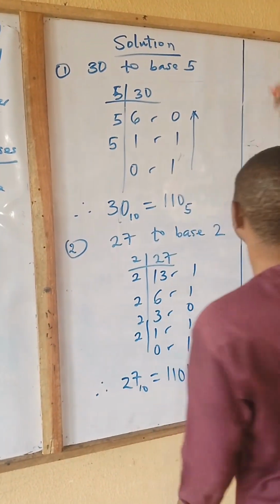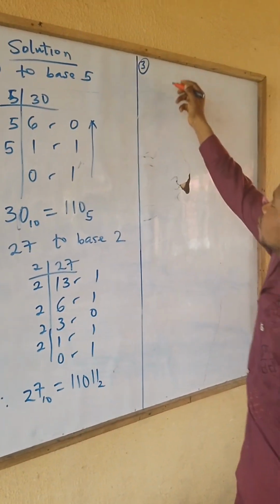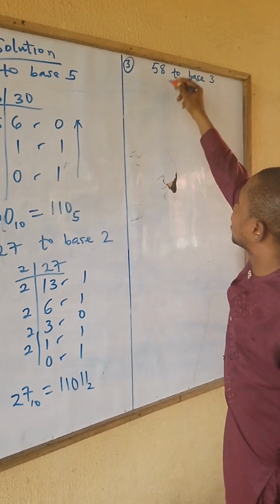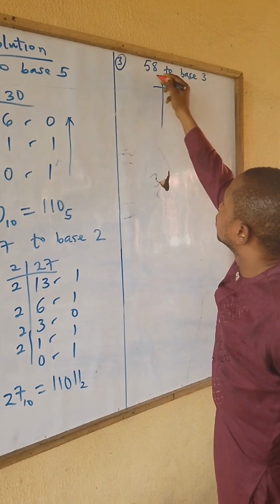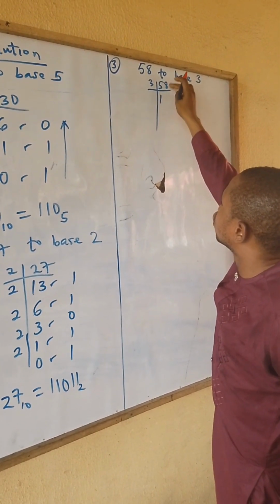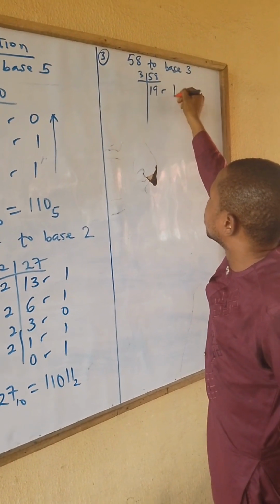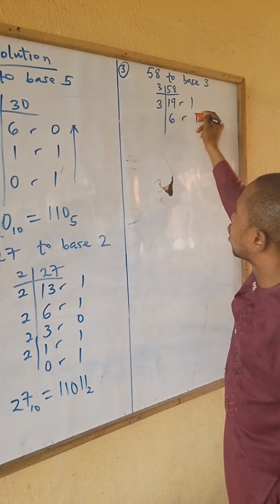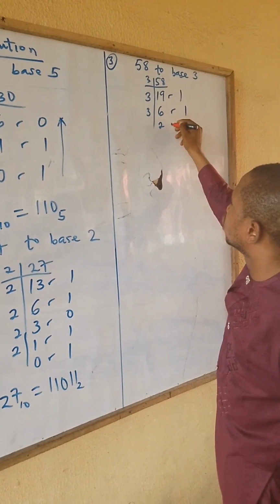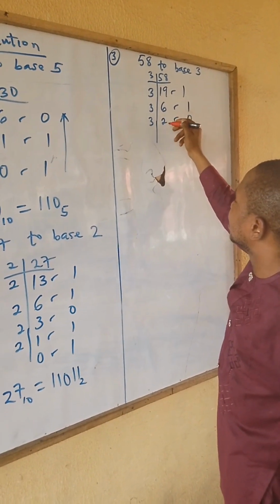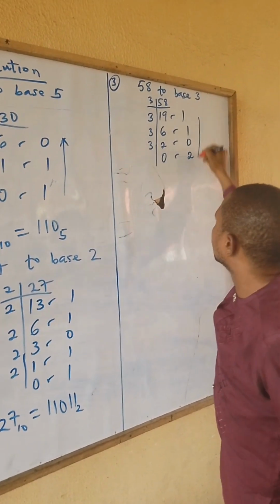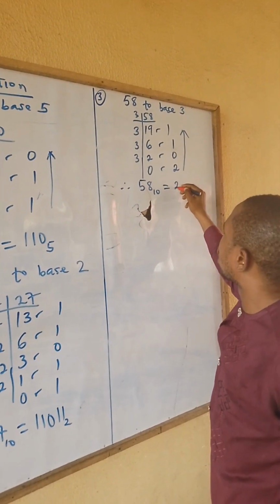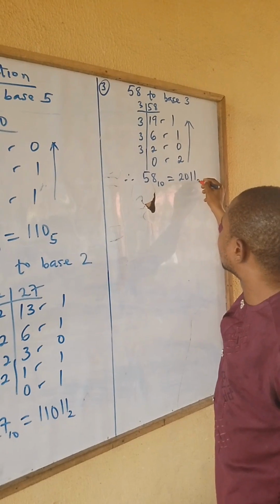Then let's solve the third one. We have 58 to base 3. So that means we are going to divide 58 by 3. 3 in 5 will give us 1. 3 in 28 will give us 9, remainder 1. 3 in 19 we are going to have 6, remainder 1. 3 in 6 will give us 2, remainder 0. And 3 in 2 will give us 0, remainder 2. So we are going to have 58 base 10 to be equal to 2011 base 3.